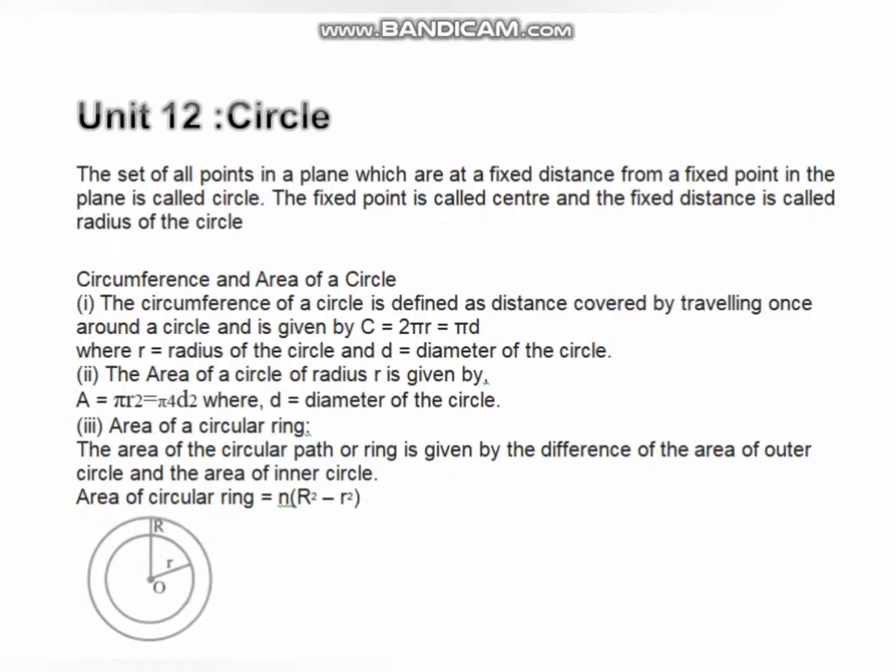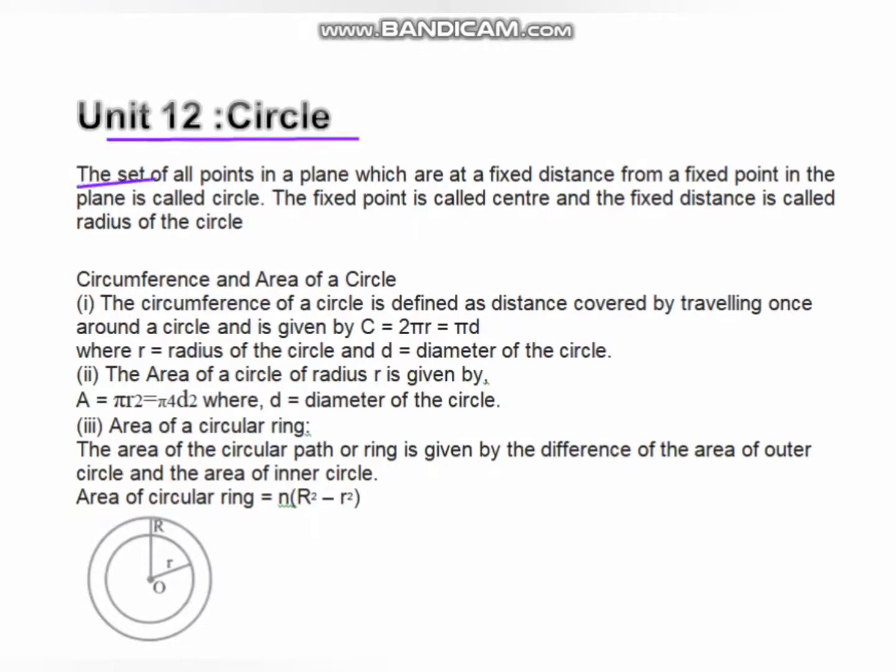Hello students, today we will start our new unit number 12, circle. First of all, what is circle? We have to define circle and circumference of a circle or area of a circle or area of a concentric circle. First of all, we have to know the formula, then we can do the sum related to circle.